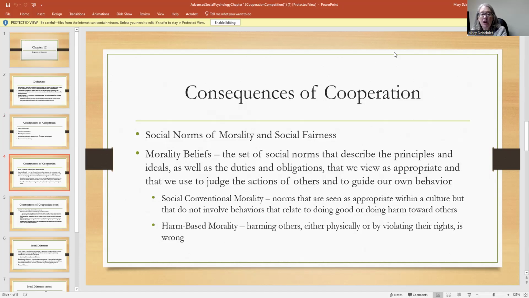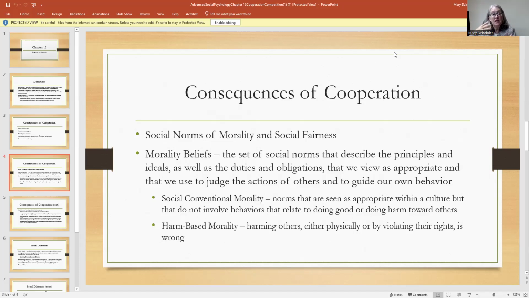Since we've talked about the consequences of competition, let's talk about some of the consequences of cooperation. Most societies will come up with social norms of morality and social fairness. They'll come up with a way so that in order for us all to live together and live together well, we all agree on how we're going to treat one another. We say, this is fair. Does that make sense? Each culture will have these morality beliefs. Morality beliefs are a set of social norms that describe the principles and ideals, as well as the duties and obligations that we view as appropriate, that we use to judge the actions of others and to guide our own behavior.